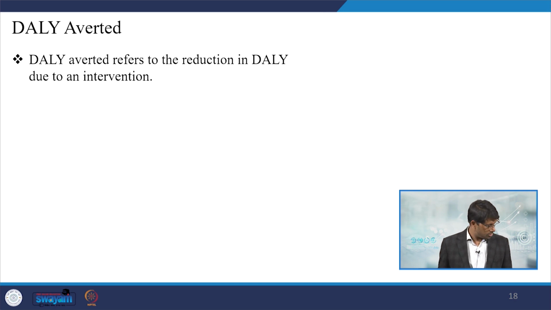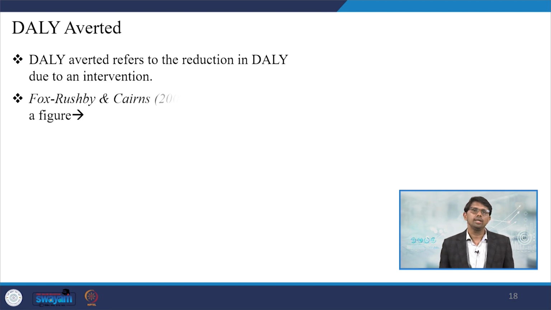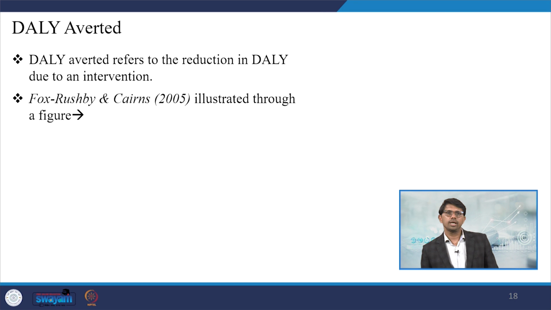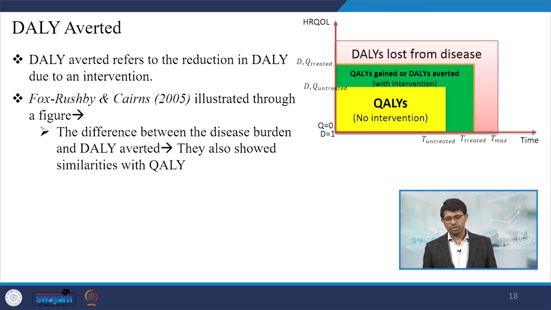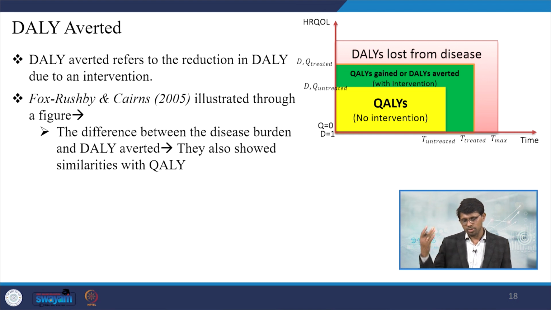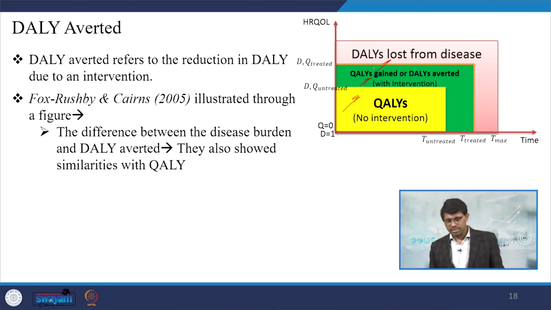We are just mentioning over here that DALY averted refers to the reduction in DALY due to an intervention, as Fox-Rushby and Keynes 2005 illustrated through a figure. Here, QALY gains or DALY averted with intervention, then DALY is lost from disease. In different time indicators you can see that with the interventions you will see higher indicators, ranging from the Q and D given.